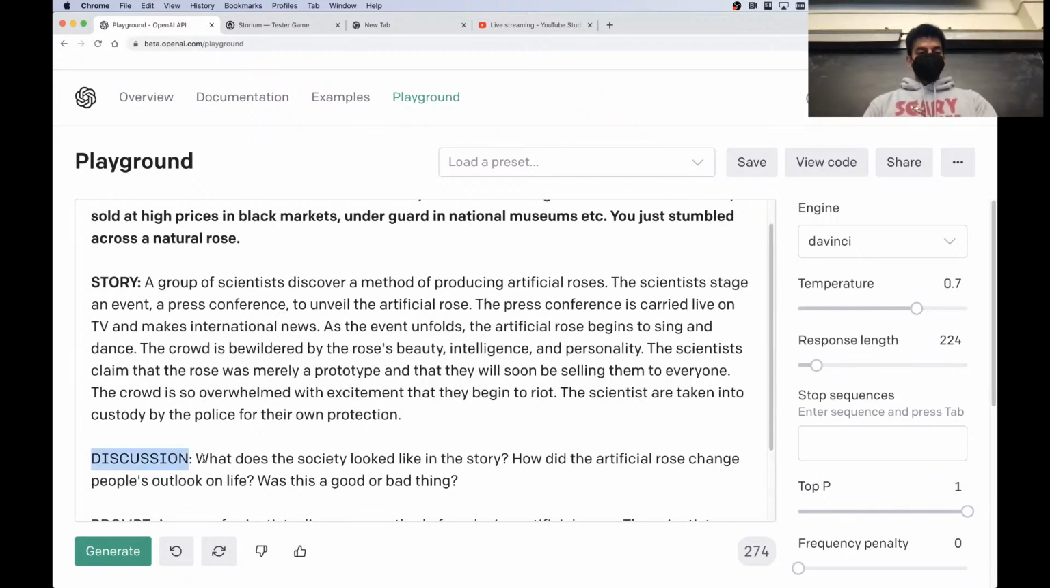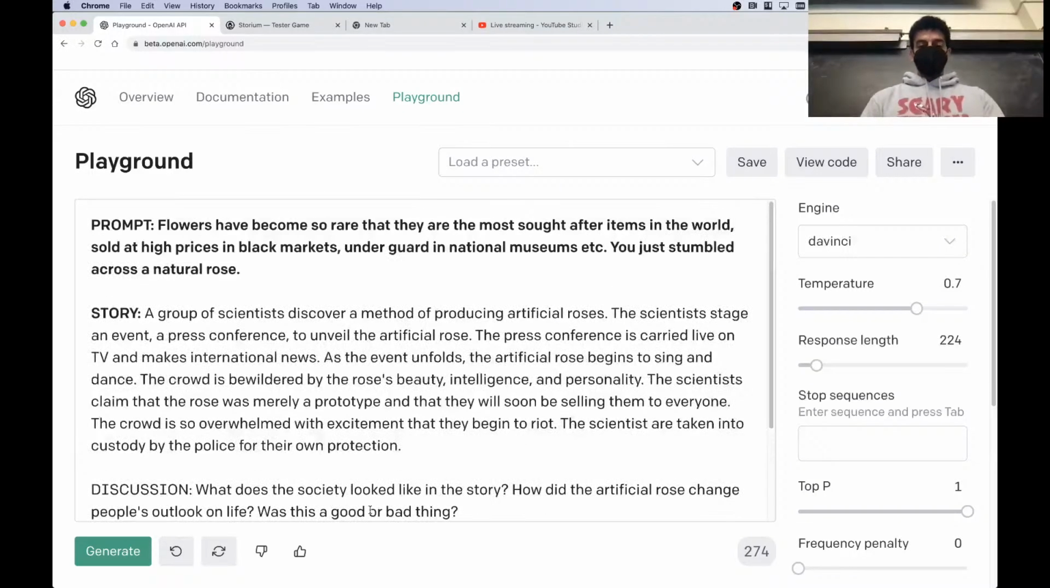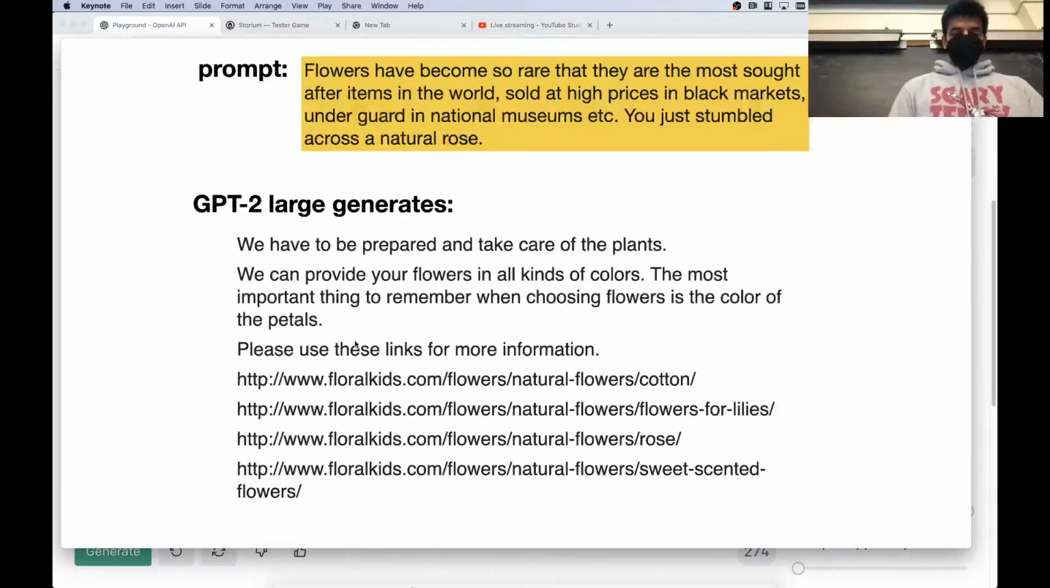Oh, look at this. It made a new category. How did the artificial rose change? That's actually like a legitimate question to ask about. Okay, that was way better than I expected. Okay, so anyway, what are we doing here?